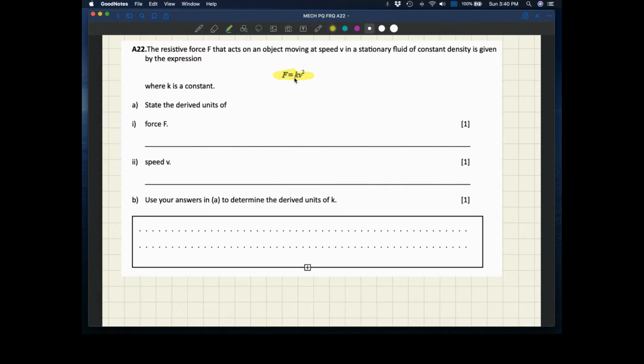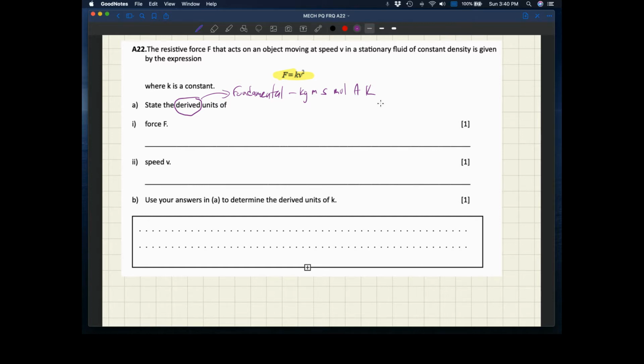State the derived units. Now, whenever we see an adjective, we always want to ask ourselves, well, what could the other adjectives be? And the other adjective would be fundamental. Now, fundamental units are the base units. There are only 7 of them. So kilogram, meter, seconds, mole, amps, Kelvin. That's it. So that's fundamental.